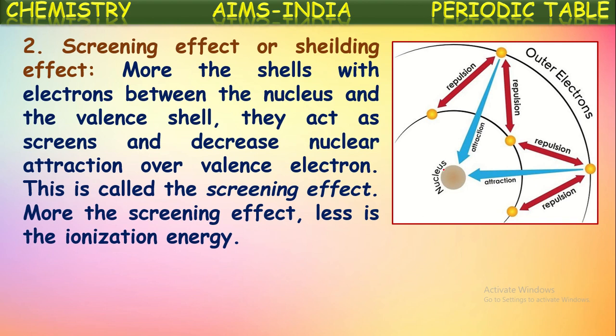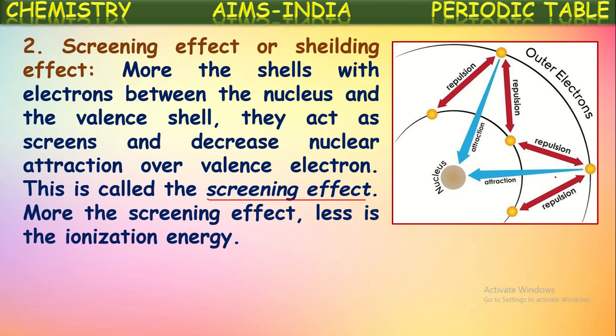Suppose this is the nucleus and these are the outermost electrons. In between the nucleus and these outer electrons, there are a number of shells. So these shells and these electrons will screen the outer electrons from the nuclear force of attraction. Thus, the nuclear attraction on these outer electrons decreases a little. This decrease in the nuclear force of attraction on outer electrons because of the screening of inner electrons is called screening effect. Okay, the more the screening effect, the less will be the ionization energy.